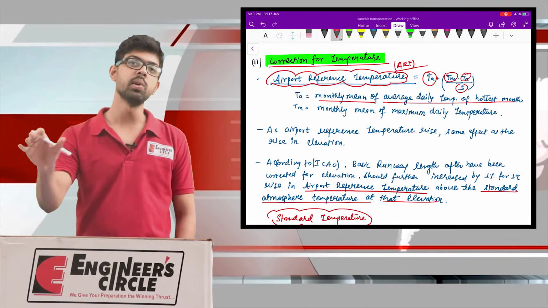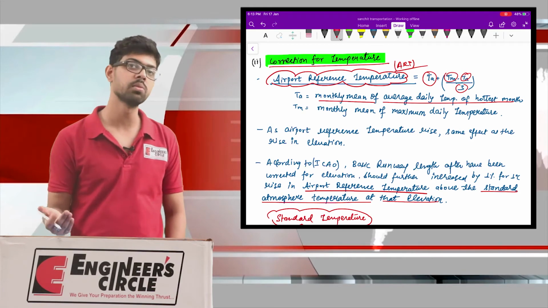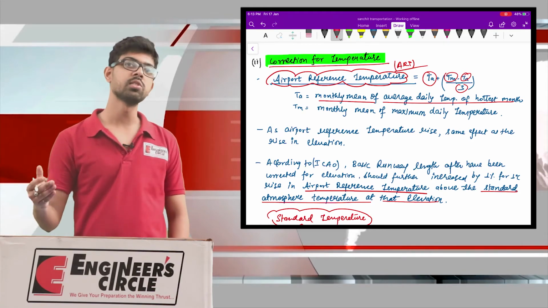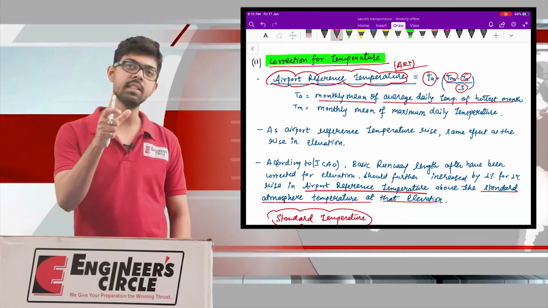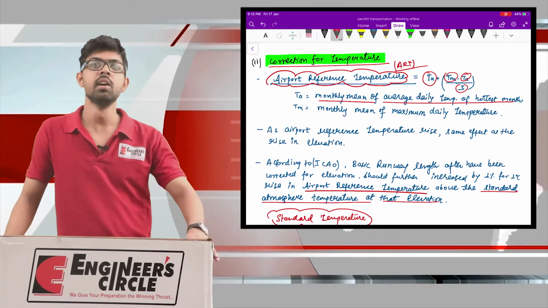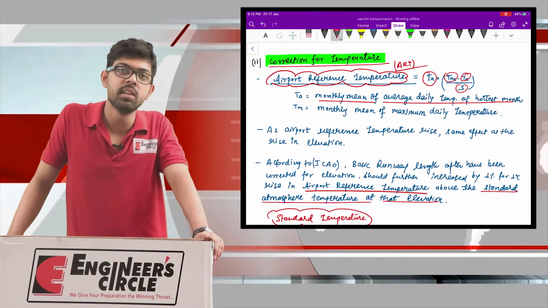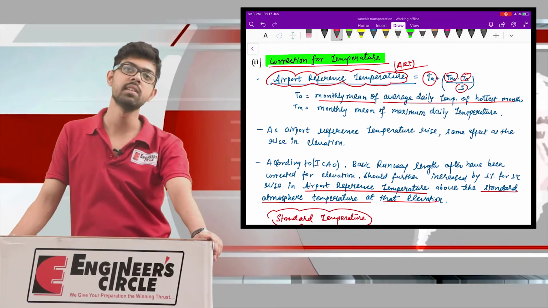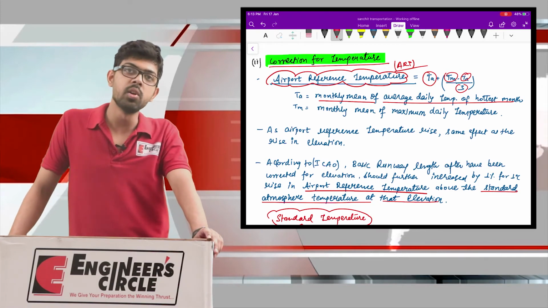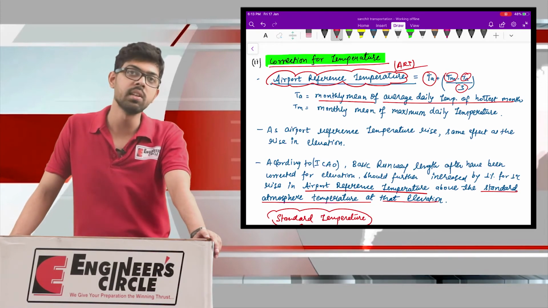For a given 12 months in a year, you need to find out the hottest month, and for the hottest month you need to estimate two data. The first is the daily maximum temperature, and the second is the daily average temperature, and you should take the data for all the days in the given hottest month.